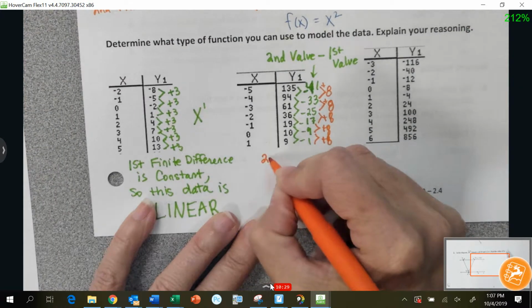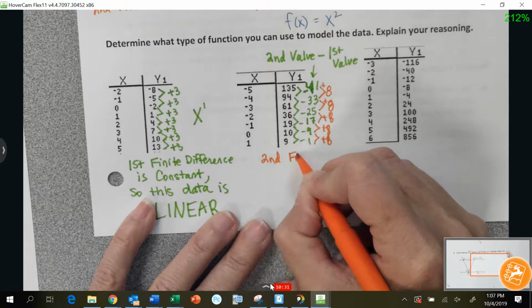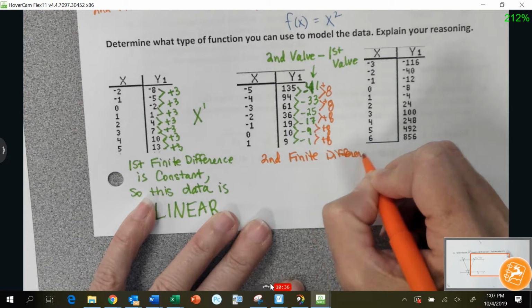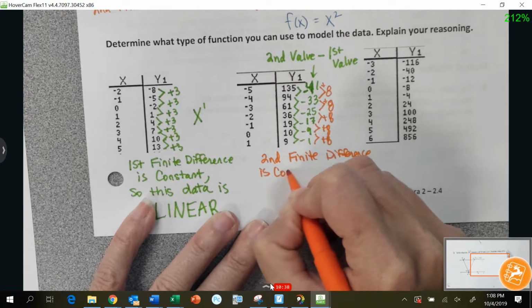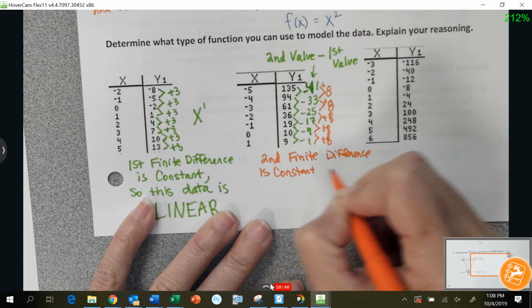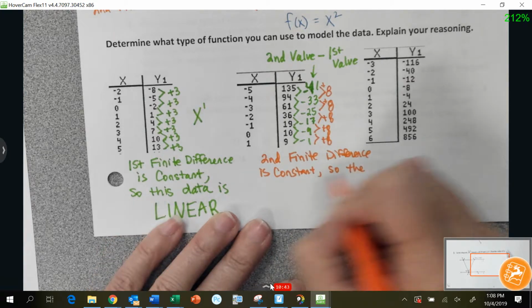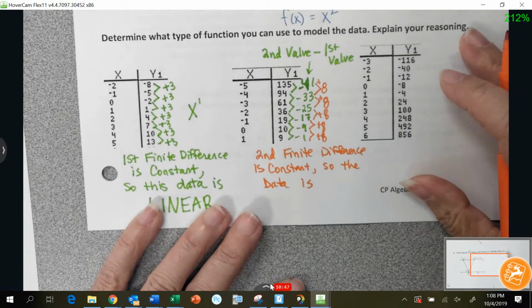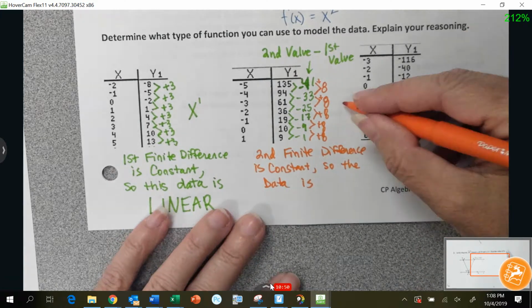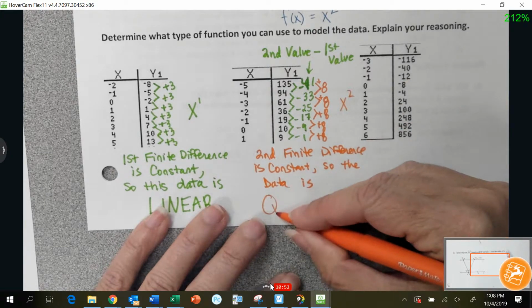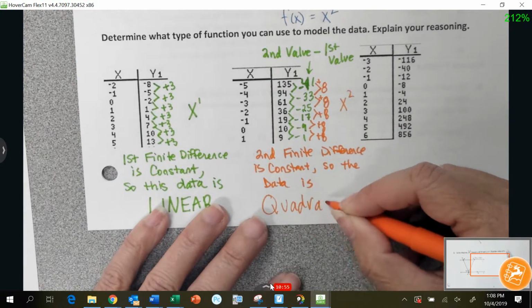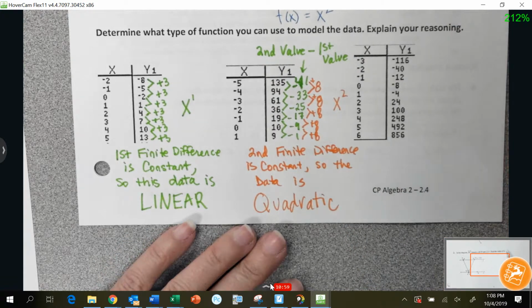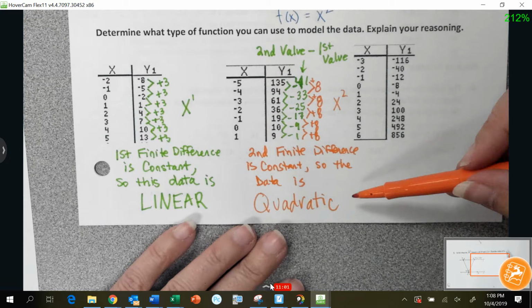So second finite difference is constant. Data is quadratic. It'll be like x squared. This is called quadratic. So if we were using our regression feature in the calculator, we would use quadratic regression. Yes, Dakota?